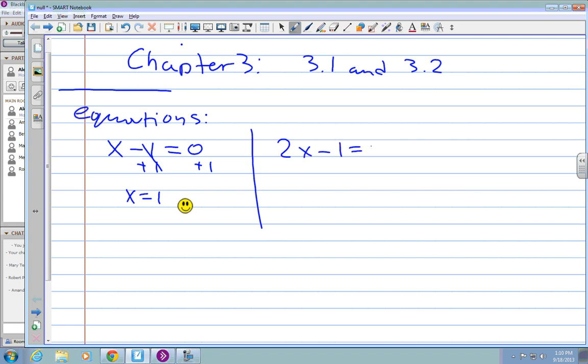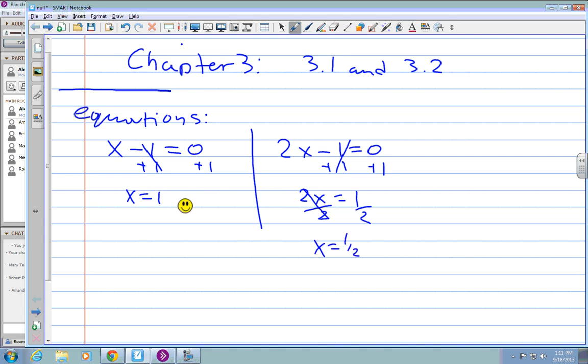Here's another equation: 2x minus 1 equals 0. Can I go about solving that one? How would you do that? Add 1 to both sides. Good thing we have those wonderful properties of real numbers that for every number there is another number that I can add. So x equals 1/2.